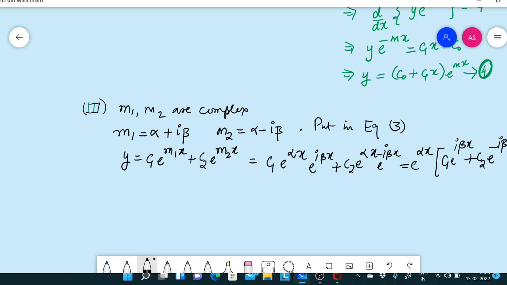Then we will open the exponential term. We know that exponential i beta x will be equal to cos of beta x plus i sine of beta x, and exponential minus i beta x will be equal to cos of beta x minus i sine of beta x. So we will just put that.